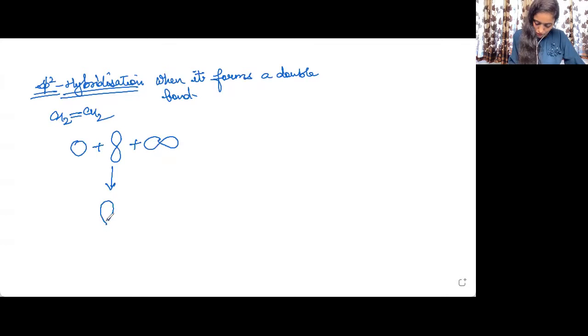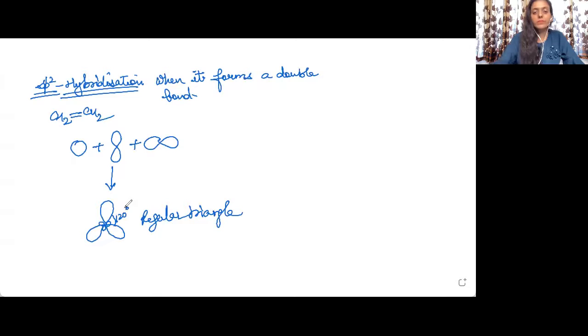So what will be the orientation of these orbitals after hybridization? It will be directed towards the corners of a regular triangle. Here also these orbitals will be having a smaller lobe and a bigger lobe like this. And the angle between these three orbitals is 120 degree. Now, these three orbitals are sp2 orbitals and they will be forming the sigma bonds.